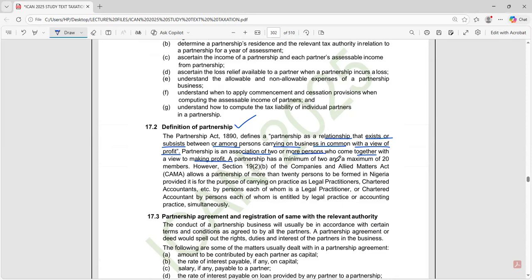A partnership has a minimum of 2 and a maximum of 20 members. I hope you're aware of that. However, Section 92, subsection 2, subsection B of CAMA allows partnership of more than 20 persons to be formed in Nigeria, provided it is for the purpose of carrying on the practice of legal practitioner, chartered accountant, etc. So the rule says 2 to 20. But when it is partnership for professional purposes, like legal firms or chartered accounting firms, it can go above 20. It can span into 50, as the case may be. All right, so that makes sense.